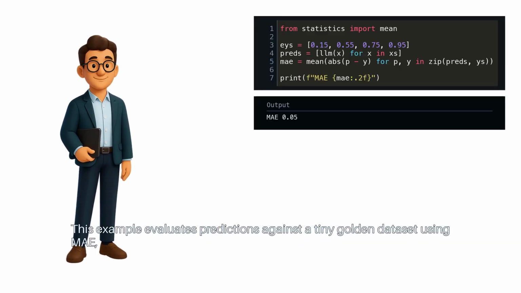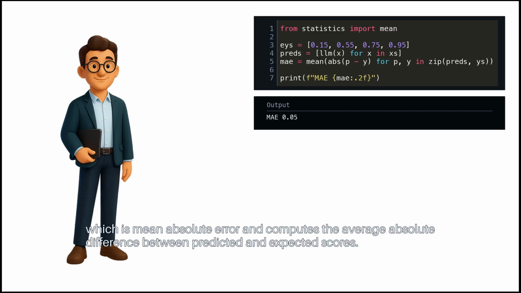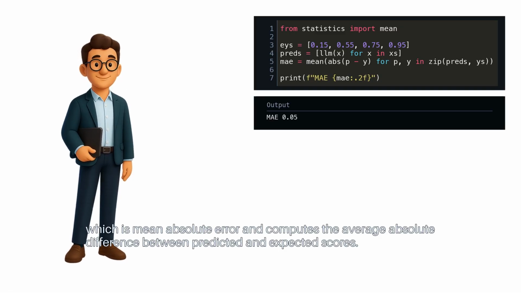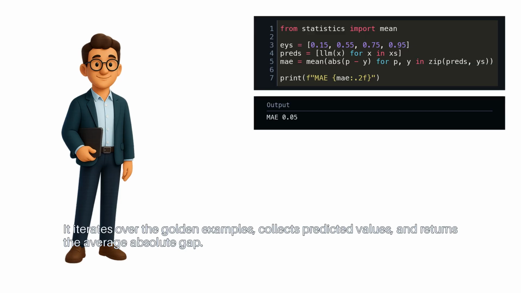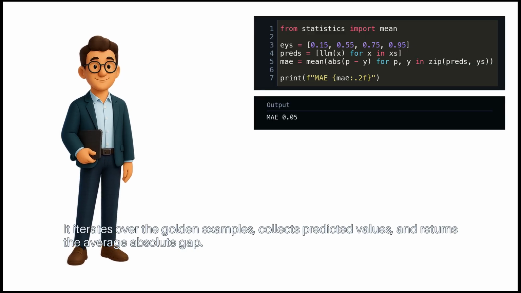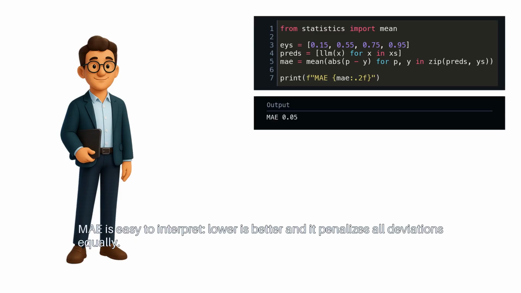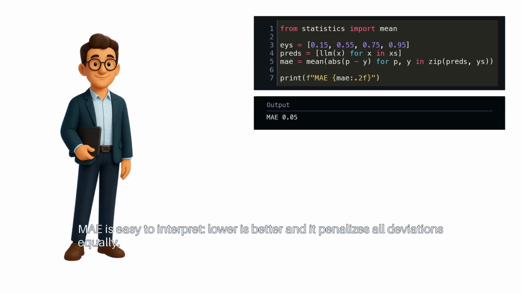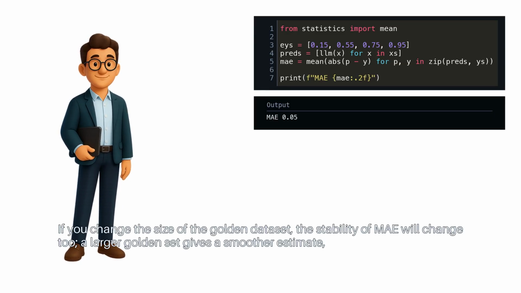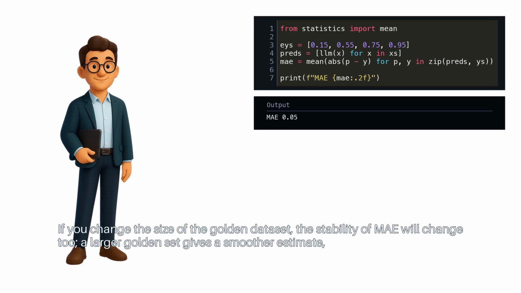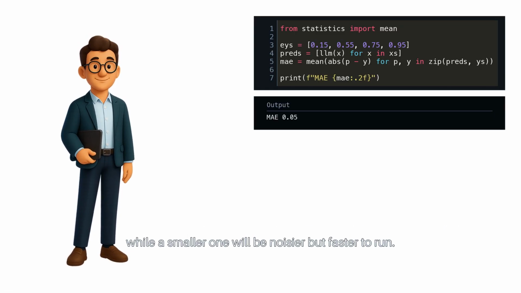Next, we measure how much the stub differs from the golden answers. This example evaluates predictions against a tiny golden dataset using MAE, which is mean absolute error, and computes the average absolute difference between predicted and expected scores. It iterates over the golden examples, collects predicted values, and returns the average absolute gap. MAE is easy to interpret. Lower is better, and it penalizes all deviations equally. If you change the size of the golden dataset, the stability of MAE will change too. A larger golden set gives a smoother estimate, while a smaller one will be noisier but faster to run.